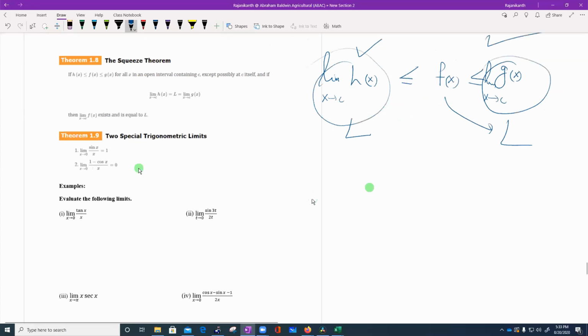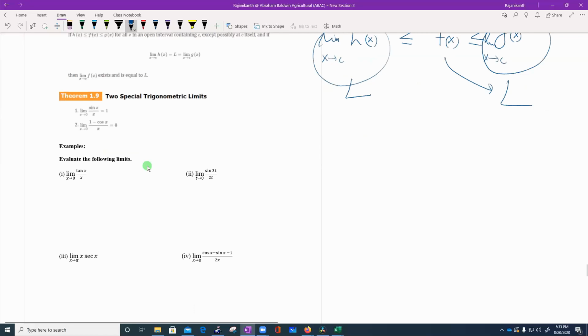Now keep in mind these two very useful results. These two came from the squeeze theorem, but you only need to know the result, not the proof. These two are very basic, and at the same time very important, limit properties. The limit of sine x over x when x goes to 0 is always 1.